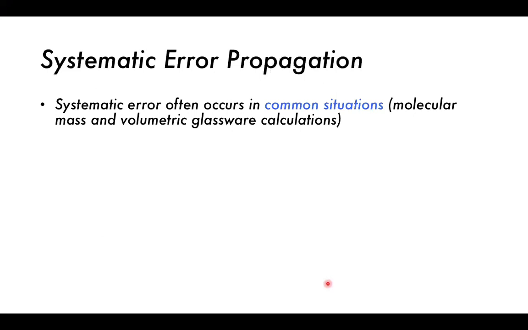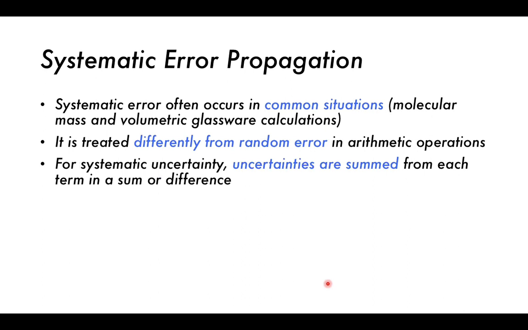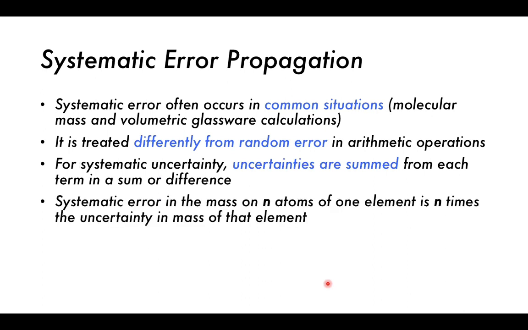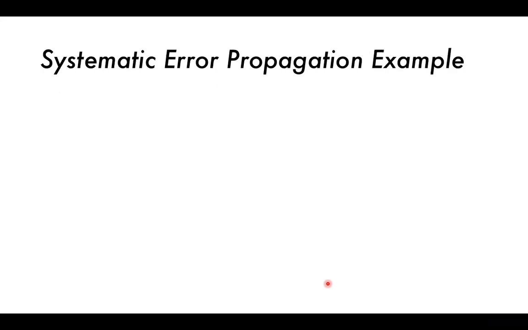Now, systematic error propagation. Systematic error often occurs in common situations, such as molecular mass calculations and volumetric glassware calculations. So it is treated differently from random error in arithmetic operations. For systematic uncertainty, uncertainties are summed from each term in a sum or difference measurement. The systematic error in the mass of n atoms of one element is n times the uncertainty in the mass of that element. Say the uncertainty is 0.5 and we have 2 atoms, so the systematic error would be 2 times 0.5. The uncertainty in a molecular mass with several elements is calculated from the sum of squares of the systematic uncertainty for each element. Let's see that in action.